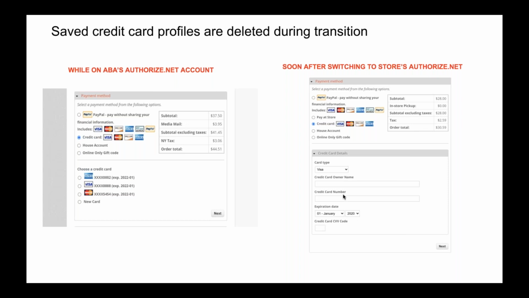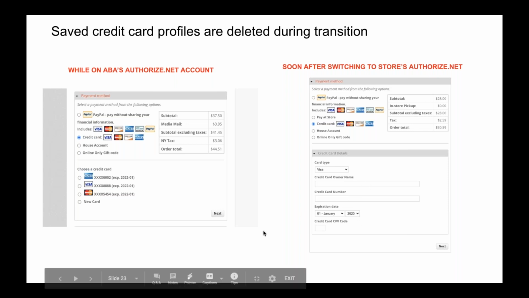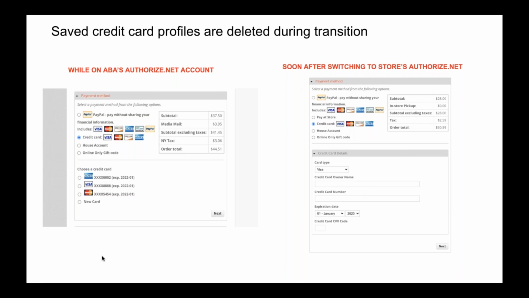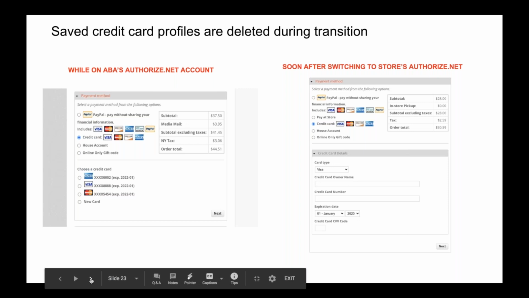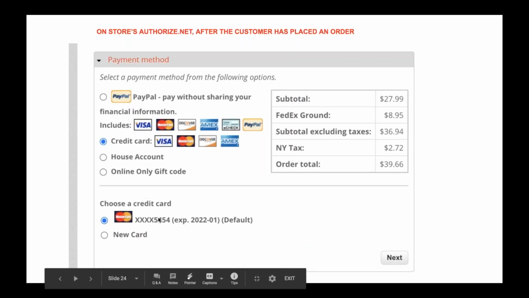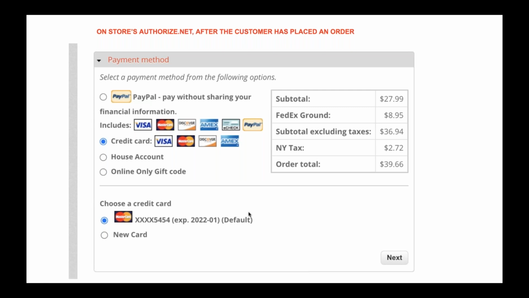So here I have to put in my credit card again because now it's using your credit card processor. But this is a temporary issue, because once I put in my credit card numbers, then later, like a week from now, if I come back to your website, I will see my card saved. In this case, it is saved against your authorize.net account. So exactly during the transition, customers are going to lose their profiles. But when they go back and place orders, those profiles will again be created on your authorize.net account.